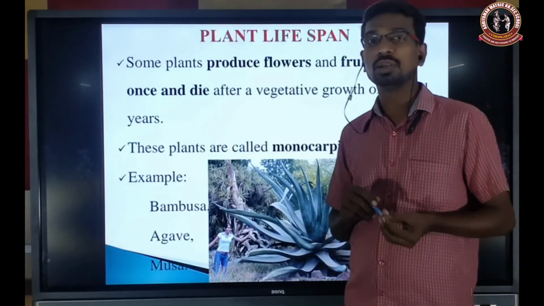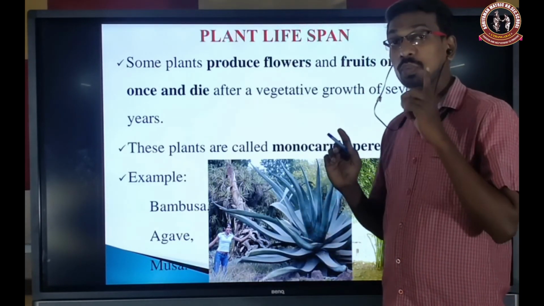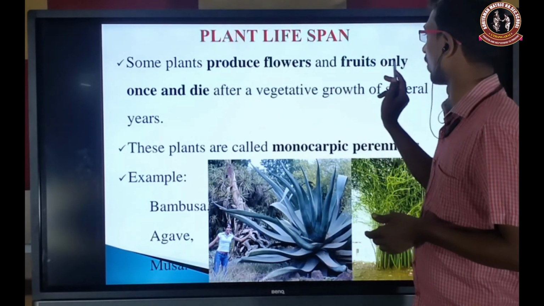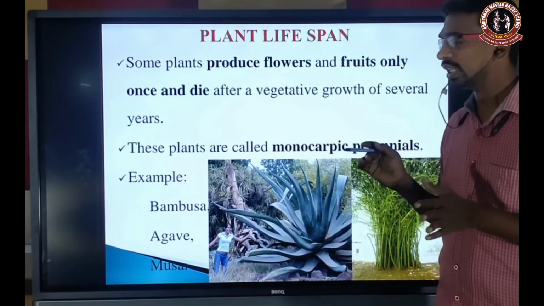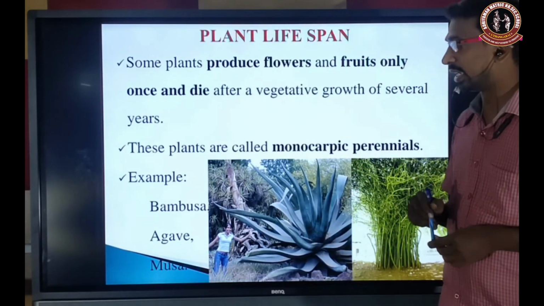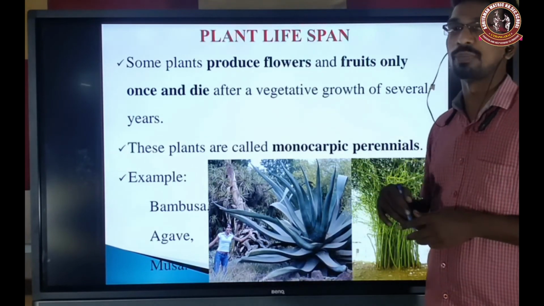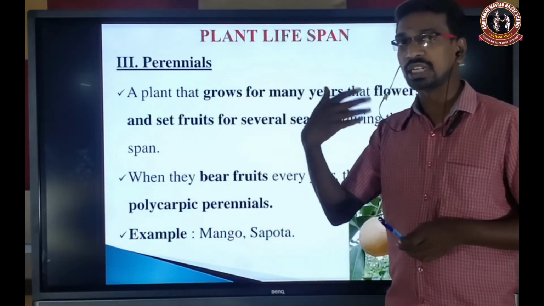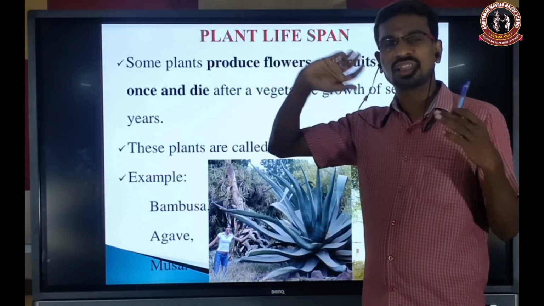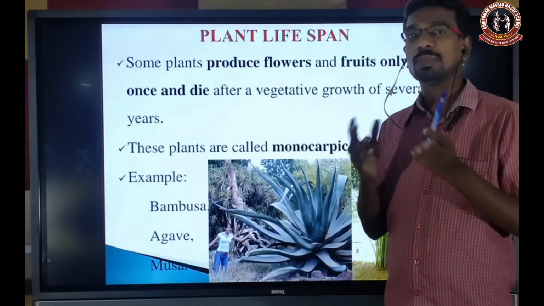Another type is the monocarpic perennial. They produce flowers and fruit only once in their lifetime. After that they die. Some plants produce flowers and fruit only once and then die after the vegetative growth of several years. These plants are called monocarpic perennials. Examples: Bambusa, agave and Mimosa. Polycarpic perennial means every year they produce flowers and fruits. But monocarpic perennials grow vegetatively for several years, and once the flowers and fruits are formed, the plants die.